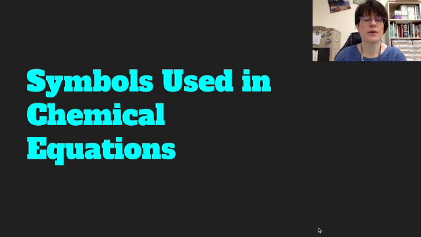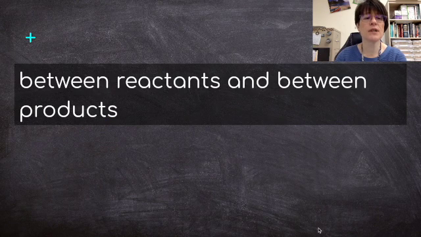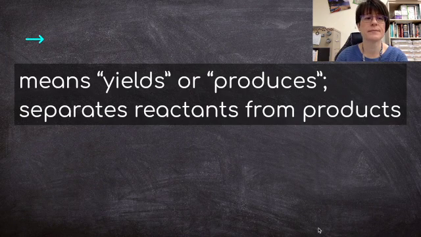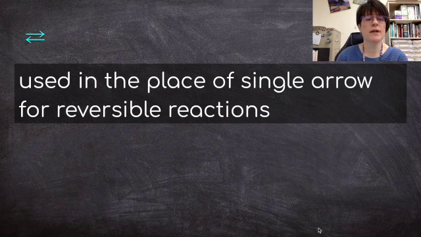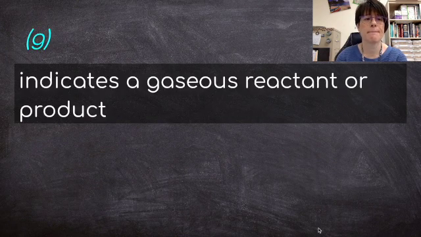Symbols used in chemical equations are the plus sign goes between reactants and between products on each side of the arrow. There is an arrow sign, which means yields or produces, and it separates reactants from products. Reactants are on the left, products are on the right. Sometimes an equal sign is used, and it means the same as a single arrow, although this is not very common. Sometimes there's a double arrow, and this is used in the place of a single arrow for reversible reactions. These are reactions that can go both ways.